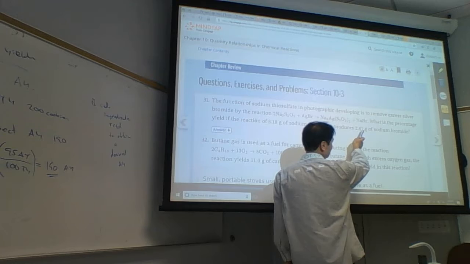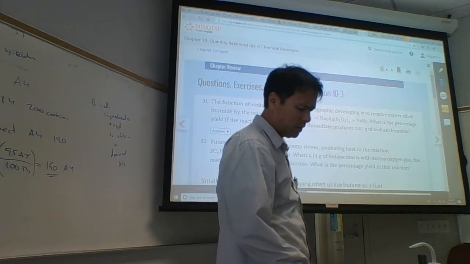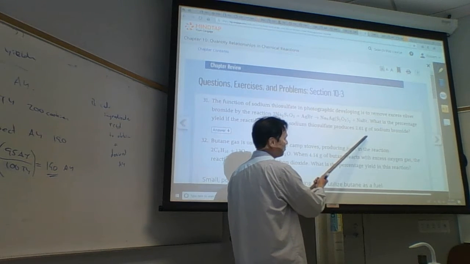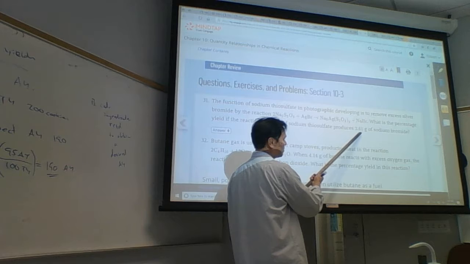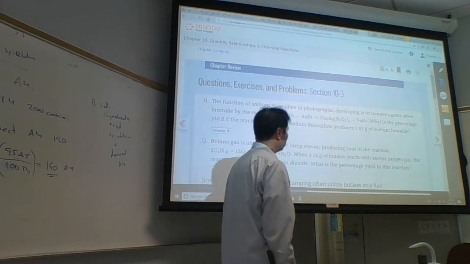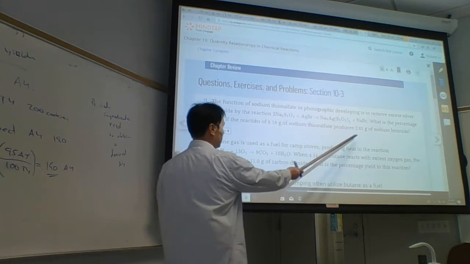This is the actual yield. The actual yield is going to vary depending on who does the experiment. So somebody might get 2.61, another person might get 2.58, another person might get 2.4, depending on how much you lose. But this would be the actual yield.